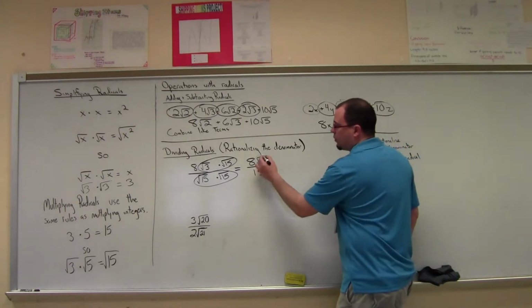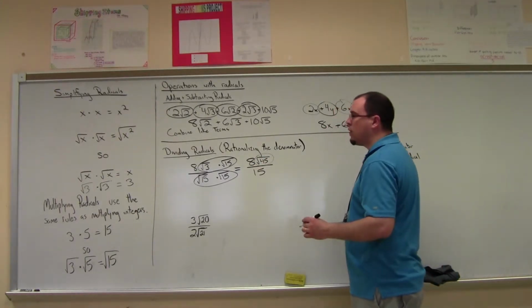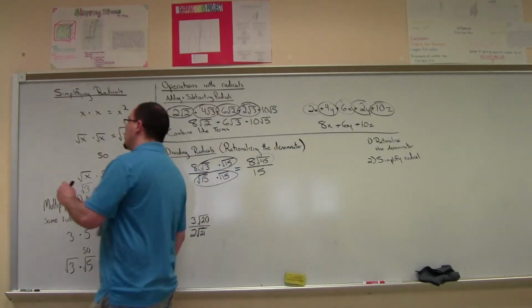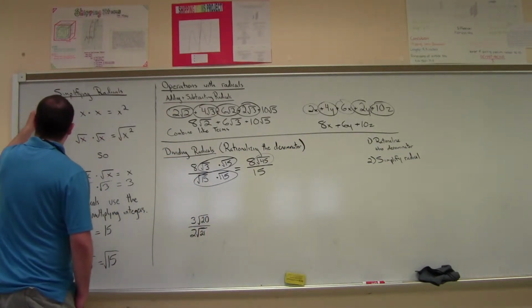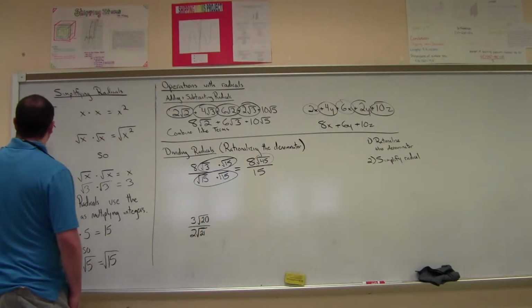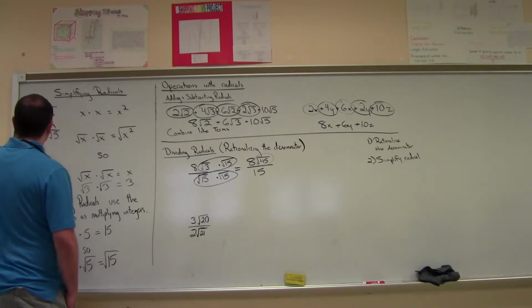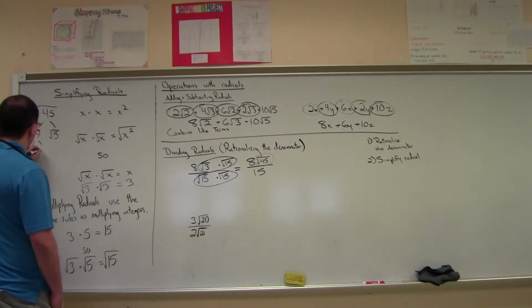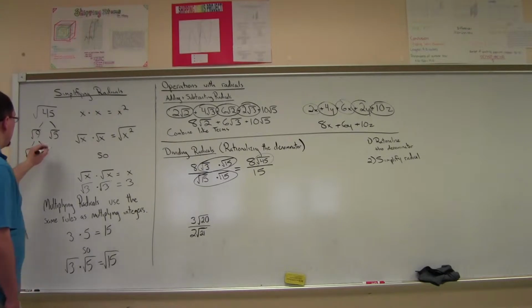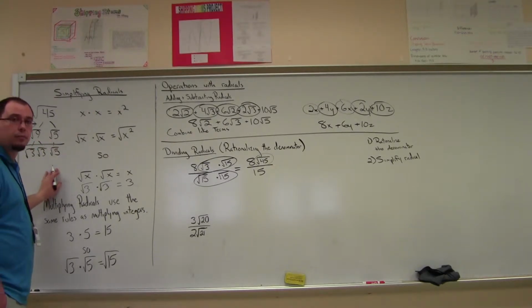So that radical 45, we want to simplify it. If I wrote that out over here, square root of 45, we would break it down. You would get 9 and 5. The 9 would break down to 3 and 3. So we would have radical 3, radical 3, and radical 5.